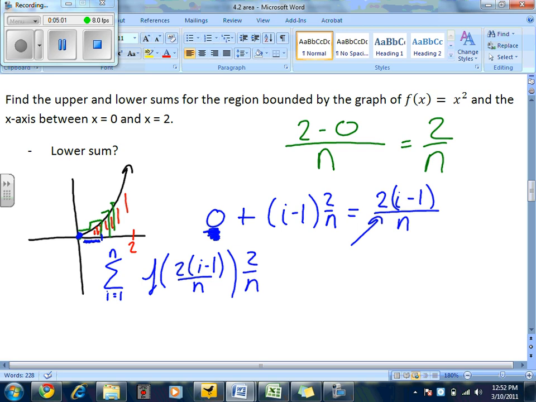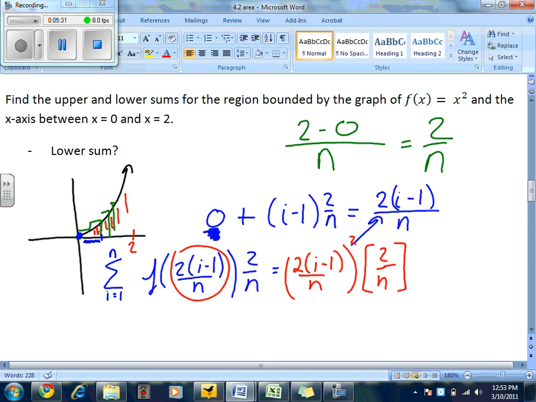So when we plug this into our function, what I'm doing is evaluating this part in my function. We still have the summation, i equal to 1 to n, and I'm going to plug (2i minus 1) all over n into our function, which was x squared, and then this is n times 2 over n.